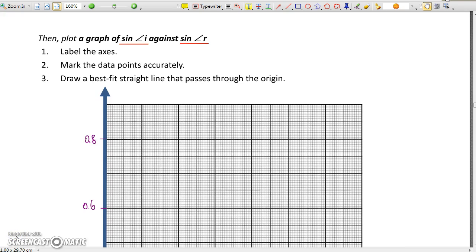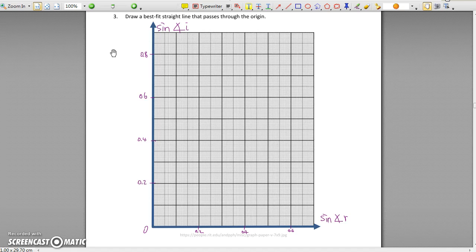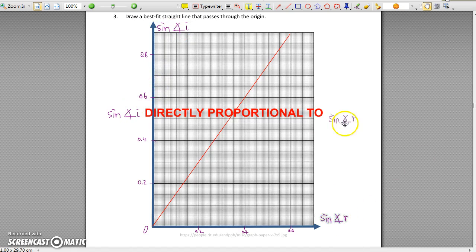And then you have to plot a graph of sine i versus sine r, which means the vertical axis to be sine i, where i is the angle of incidence, and for the horizontal axis it is sine r, where r is the angle of refraction. Your graph will look like this, which means sine i is directly proportional to sine r.